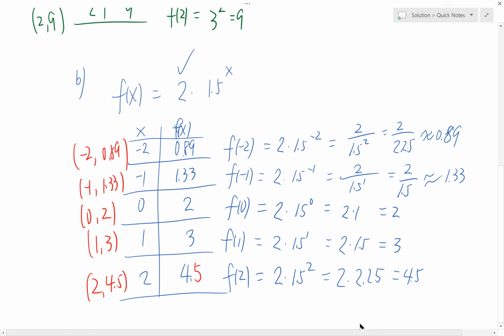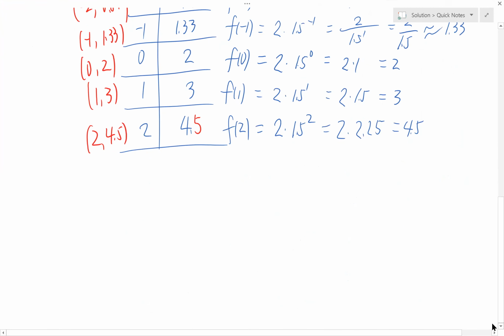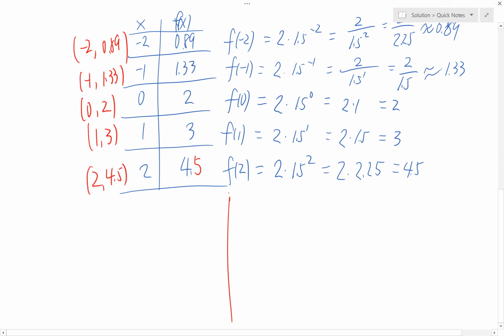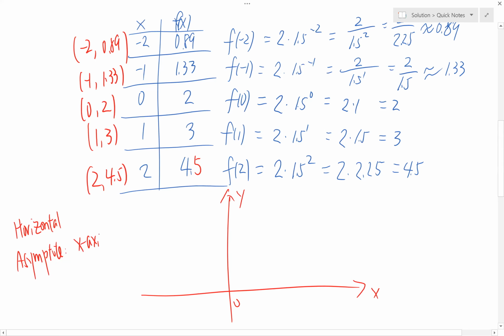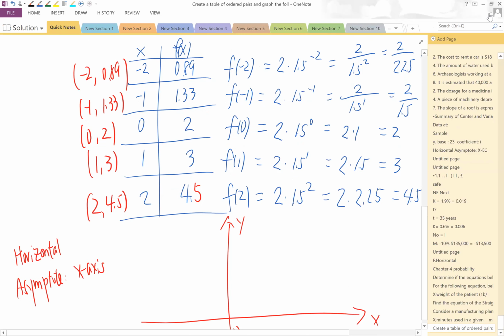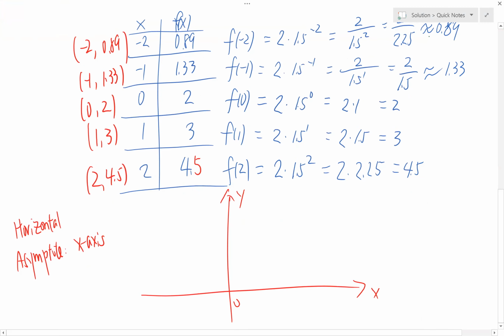Now again, we're going to graph it on the side, or you can graph underneath, no problem. And similarly, the horizontal asymptote is the x-axis. Let's use a different color for graphing this. All right, so let's start plotting these xy values: -2, 1, 0, 1, 2.